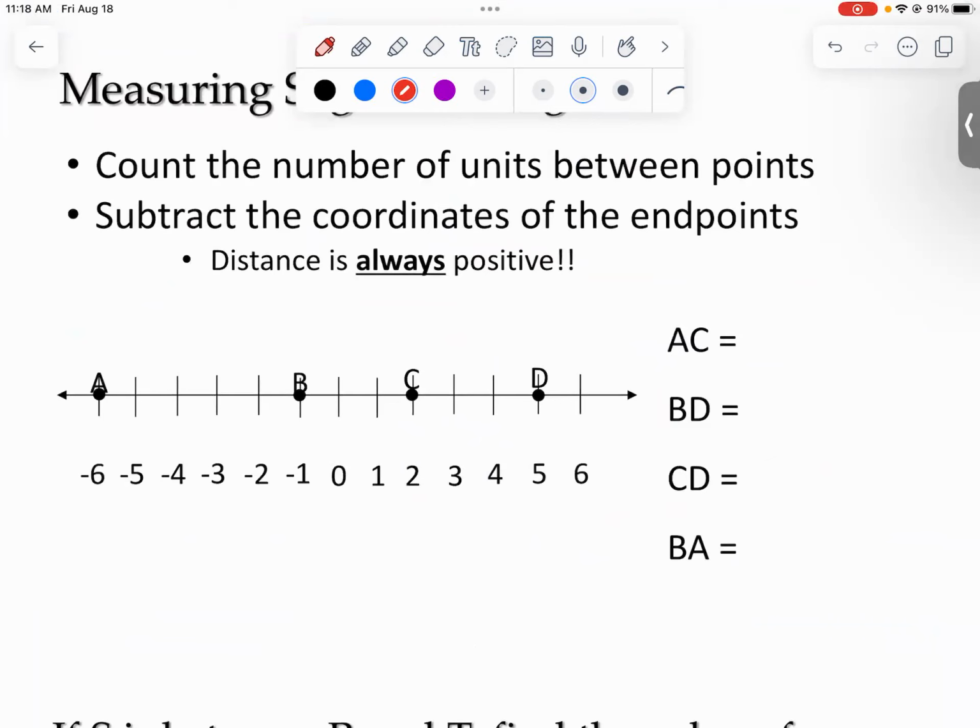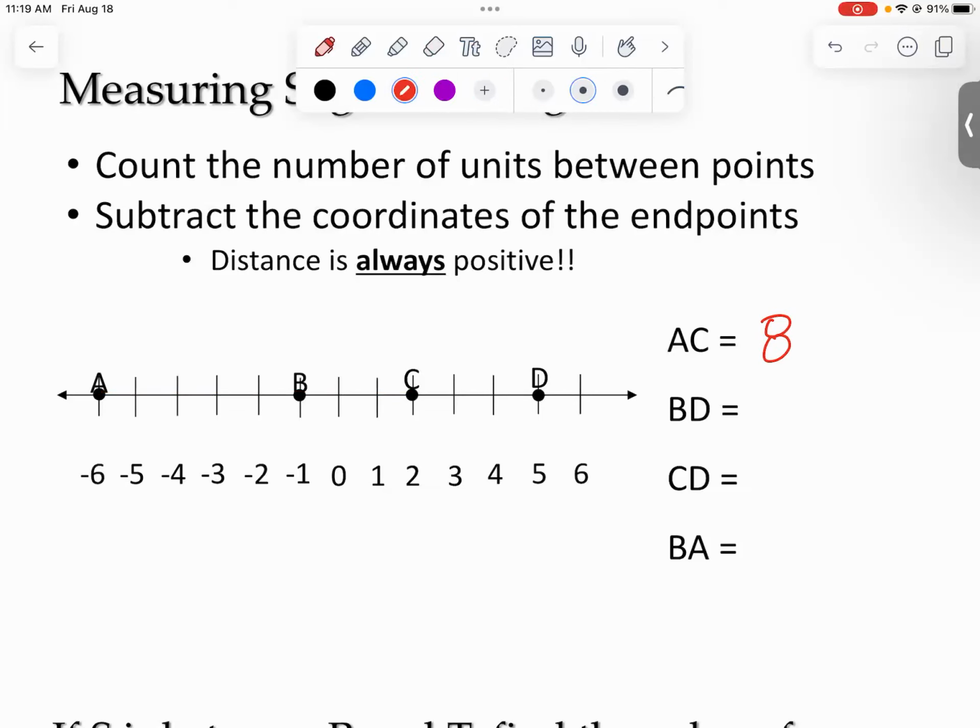I want to know the length of segment AC. I'll highlight it in red. Here is segment AC. It starts at -6. It ends at 2. Nora, what's our length there? 8. How did Nora get 8? Pretty much 6 plus 2. Okay. It takes 6 to get to 0, and then there are 2 more.